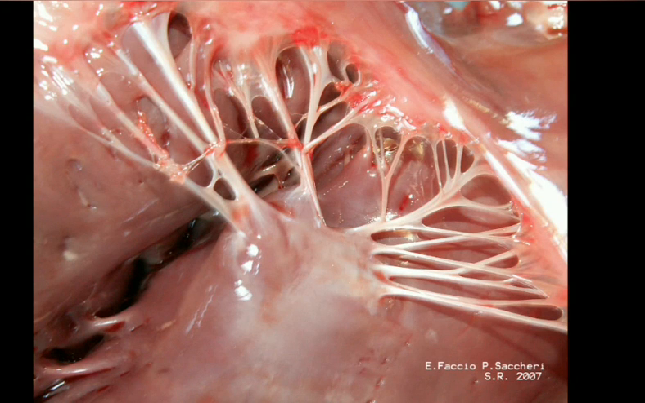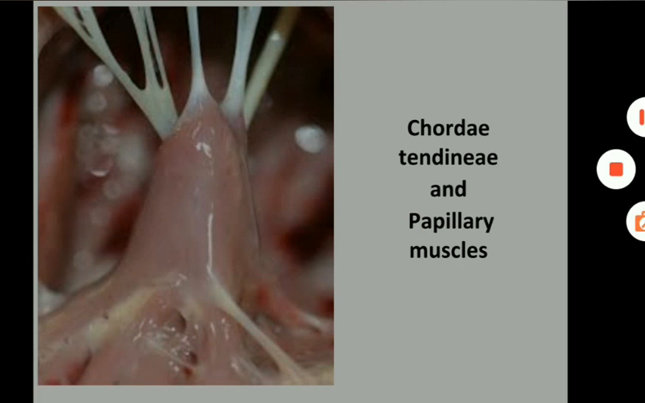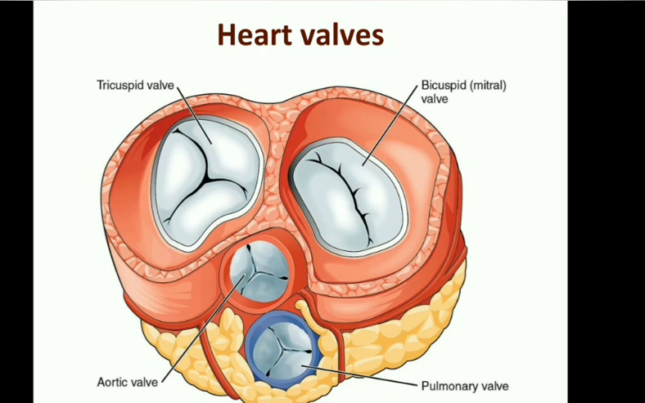Then there are these chordae tendineae, here you can see, and the papillary muscles. Now, their function is that they hold the flaps of the valves in position and prevent their overturning into the atria. Okay. Now we have the heart valves. So there are four valves in the heart as follows.